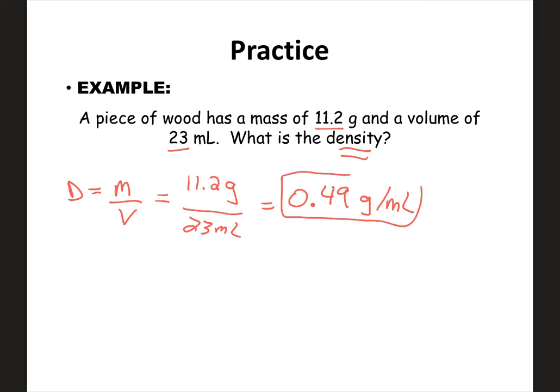All right, so get used to having those units for density. And it could be grams per centimeter cubed or something like that, but it's usually going to be your mass divided by your volume unit. Follow your sig figs, show all your work, and then obviously pick the right equation here. So this was a pretty simple example to start this out.